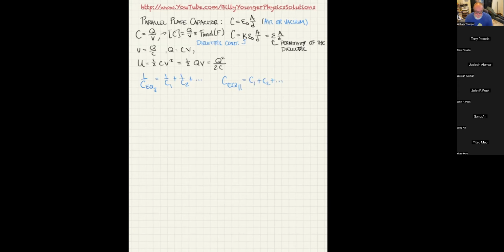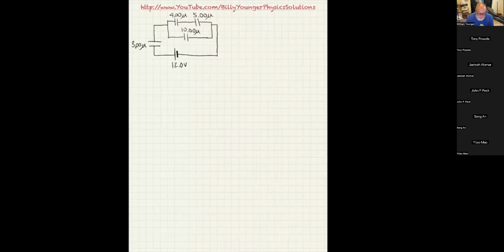So those are some formulas we're going to use over and over again. It comes in handy to use them. I want to solve this problem right here, so I'm going to go ahead and steal it for a second.